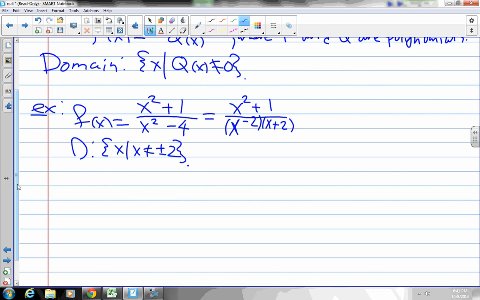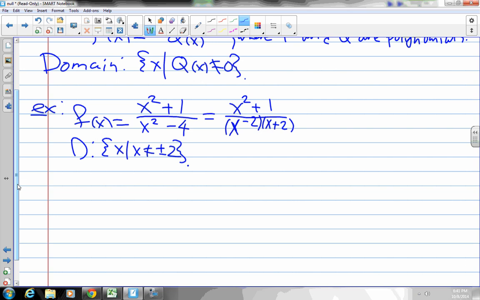Okay? But that means all other real numbers will work. I can take any real number except for these two, plug them into the function, and get a real answer. Right? That's the concept of the domain. So that means I can get as close to positive 2 as I like. I can plug in 1.9 and 1.99 and 1.999. I can plug it into this function, and I'll get a real answer.